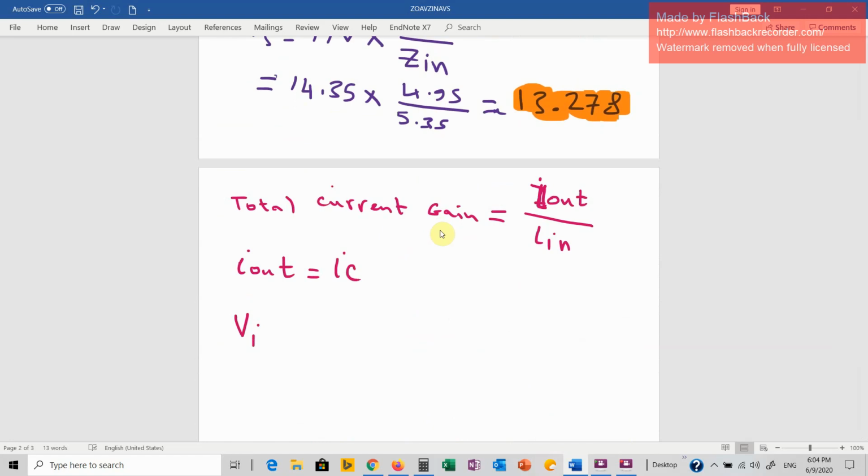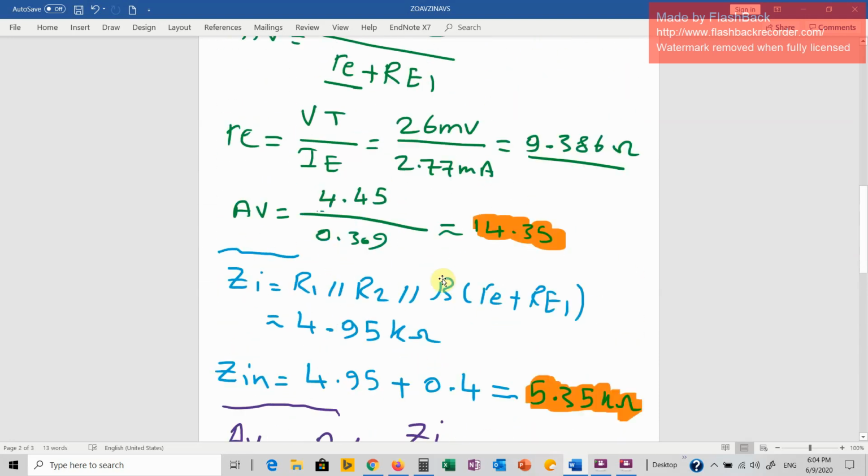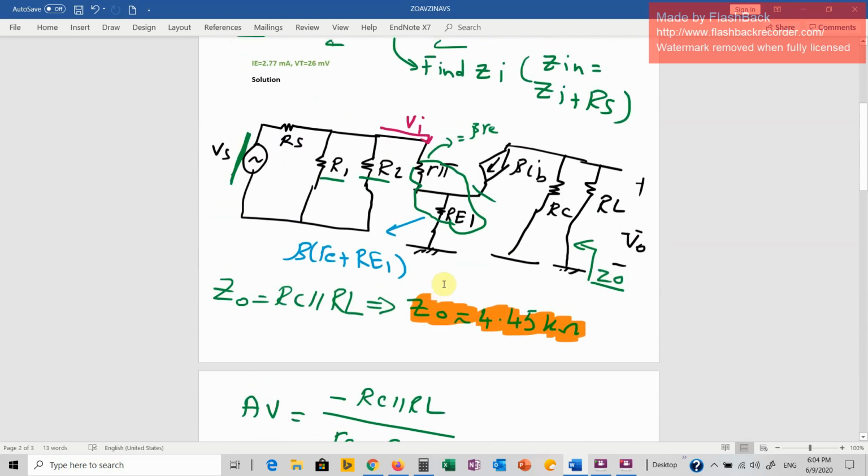Let me apply I times R, right? So it is equal to IB, right? But I can write IB as IE by beta plus 1. I can write it like that times R pi, right? Okay, so this current is IB.